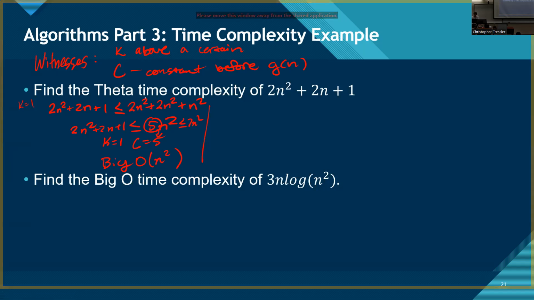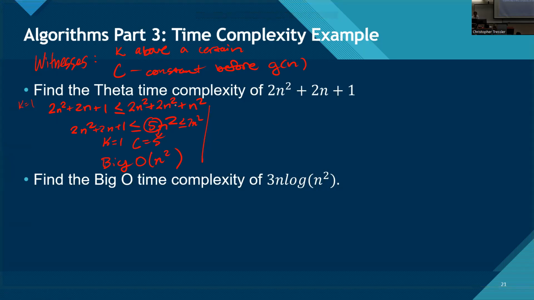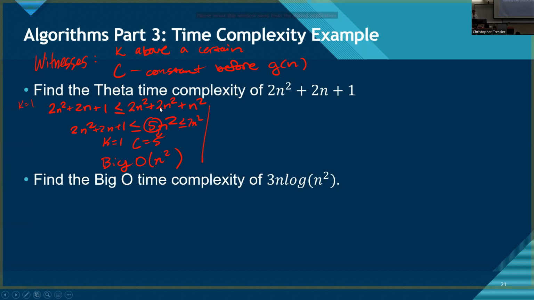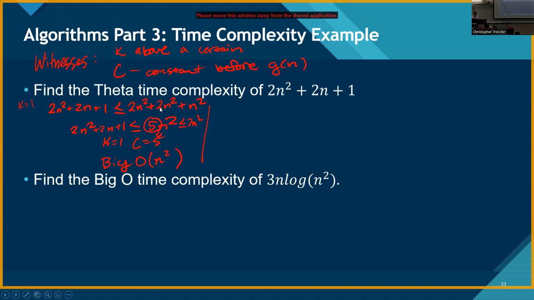because think about it, if k was equal to 2, you would still have this function being less than or equal to this function. No matter what you plug in, as long as it's greater than 1, you're going to get this. And sometimes it could be 0. It really doesn't matter. Just find something that works, prove it, and write down the witnesses. The witnesses are k equals 1 and c equals 5 in this case.